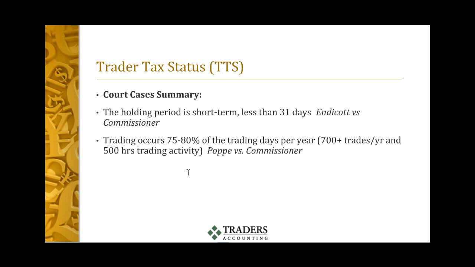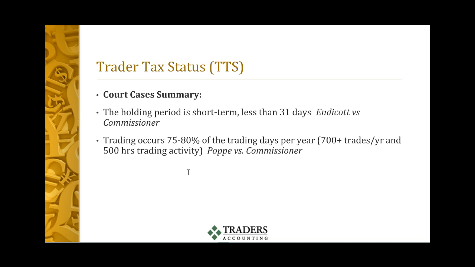Qualification number 2. Trading occurs 75 to 80% of the trading days per year. Now, there are two different qualifications here. One, that means about a couple hundred days out of the year you need to be trading actively. You need to be doing something in the market.